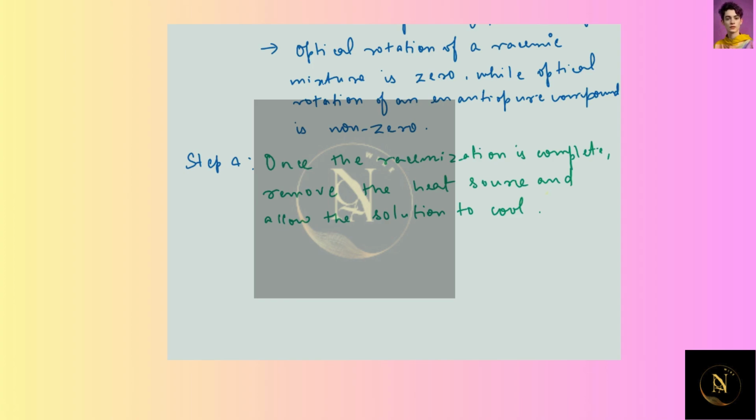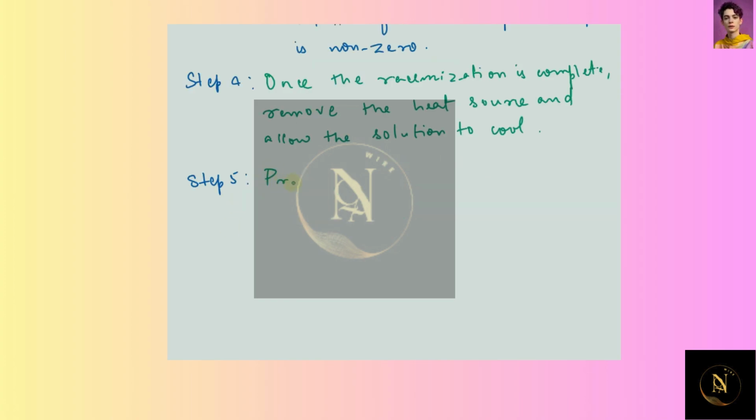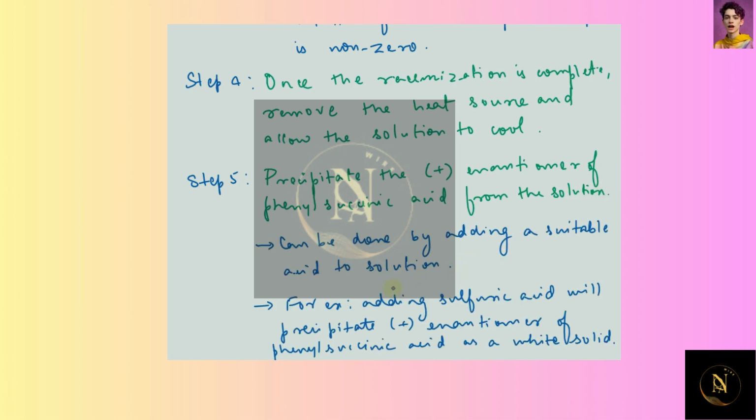Next, step 5 is precipitate the plus enantiomer of phenyl succinic acid from the solution. So this can be done by adding a suitable acid to solution. For example, adding sulfuric acid will precipitate plus enantiomer of phenylsuccinic acid as a white solid.